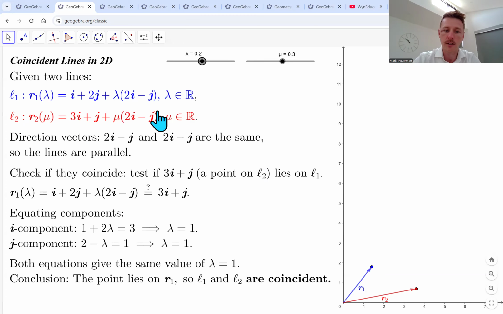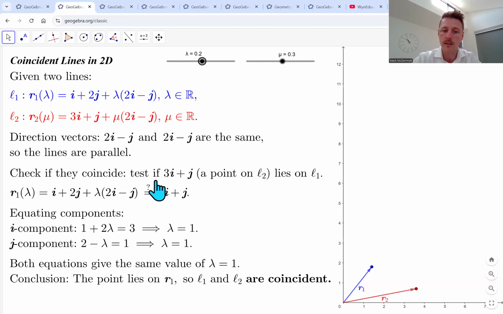Now, the first thing we want to recognize, and this again is prior knowledge from the previous video, is that 2i minus j are the direction vectors of these, and they are the same. So the lines are parallel. Now, the question is, lines in two-dimensional space can be parallel, or they can be coincident. In both cases, they're parallel. So what we need to do here is to check if they coincide.